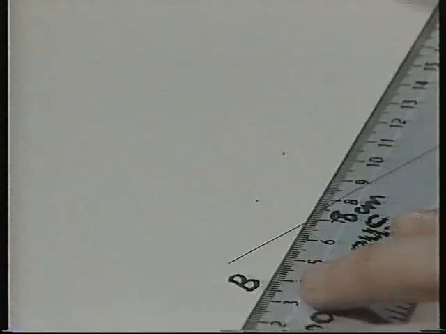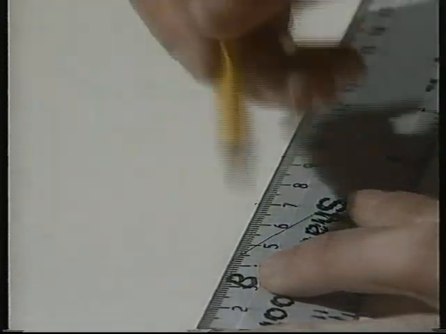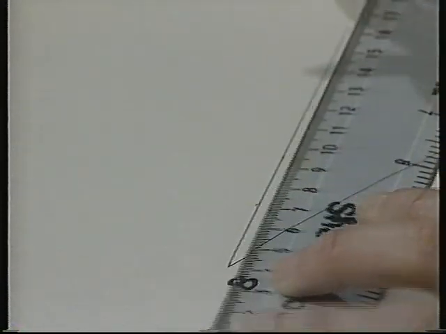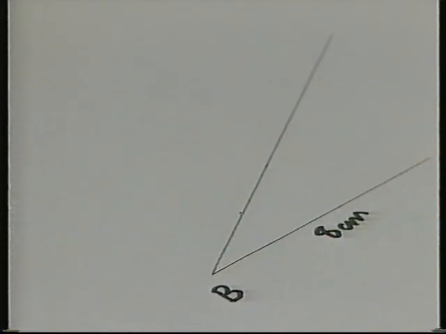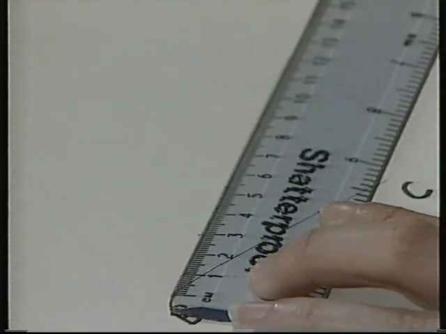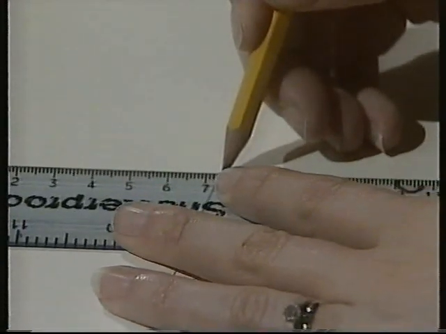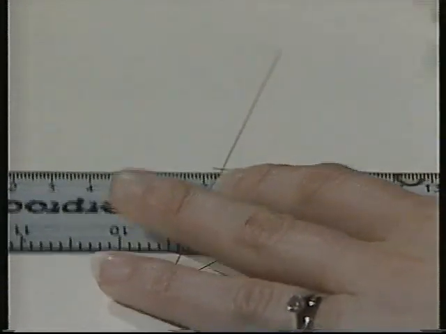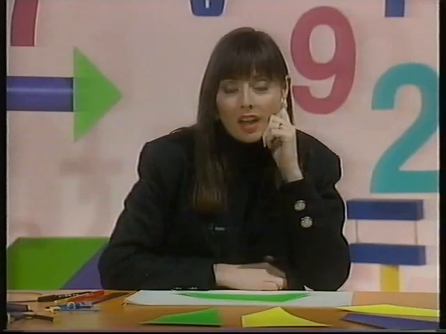Next thing I need to do is join point B to one of these and draw it all the way through. Now, I know the length AB is 6 centimetres, so I measure from B along this line 6 centimetres, and that gives me point A. I connect A to point C, and so I have constructed my triangle.